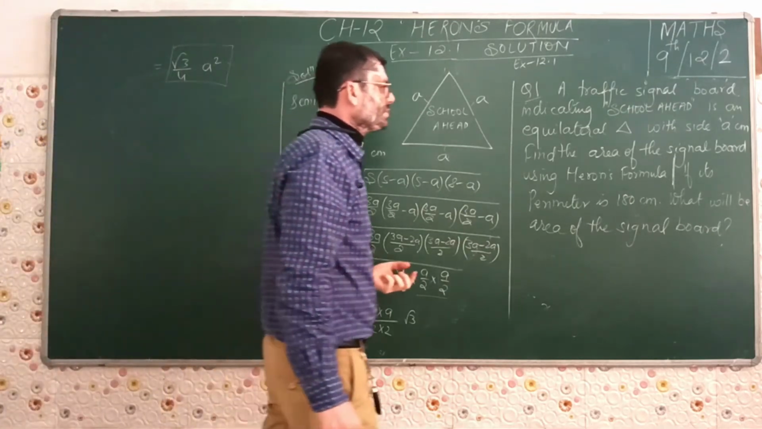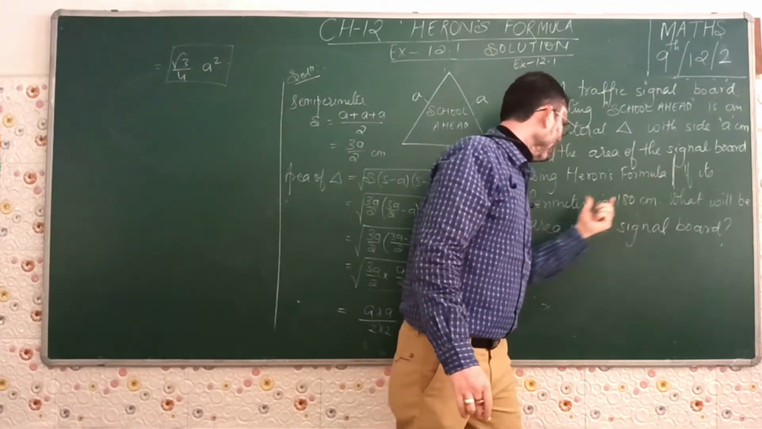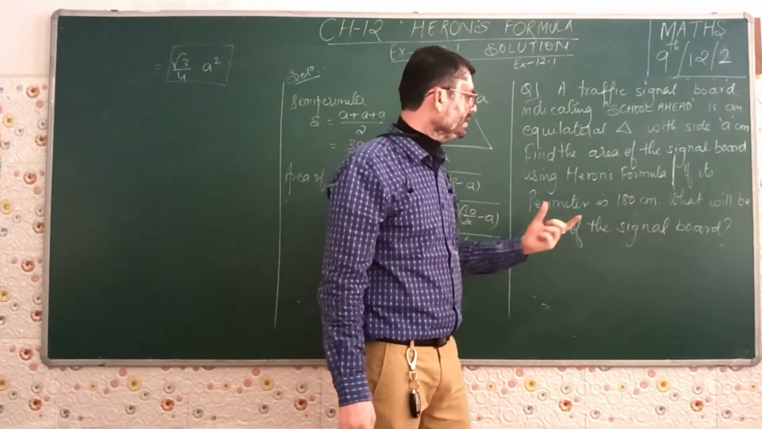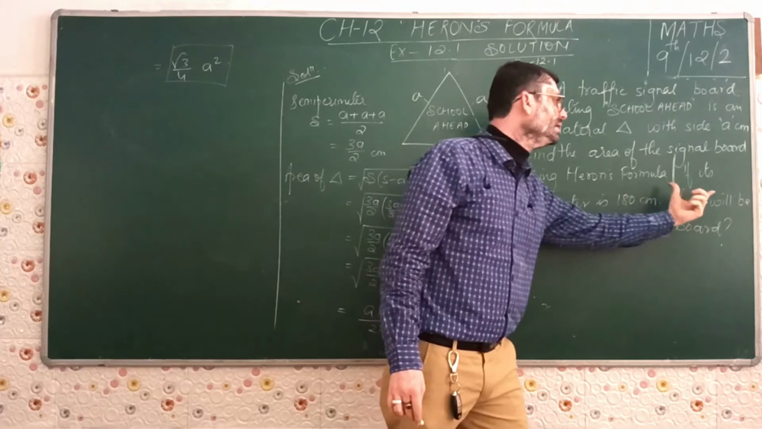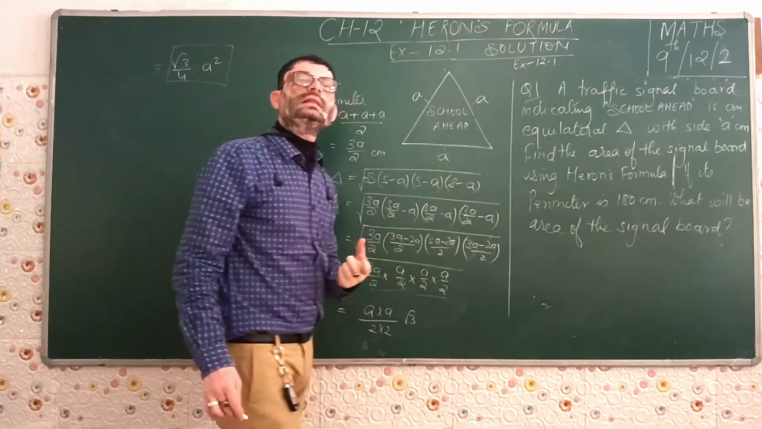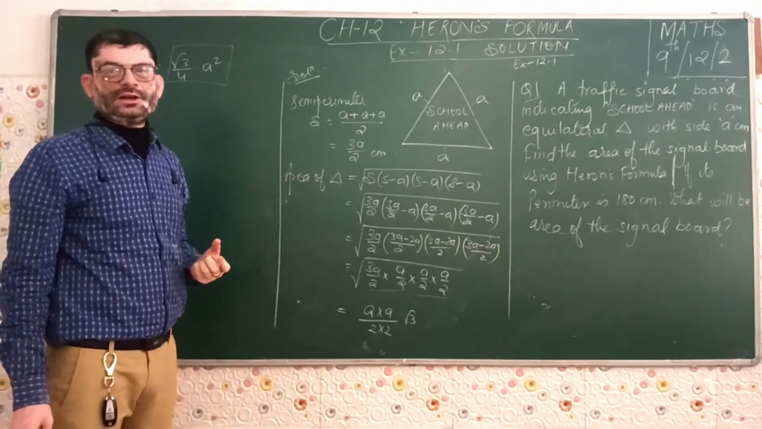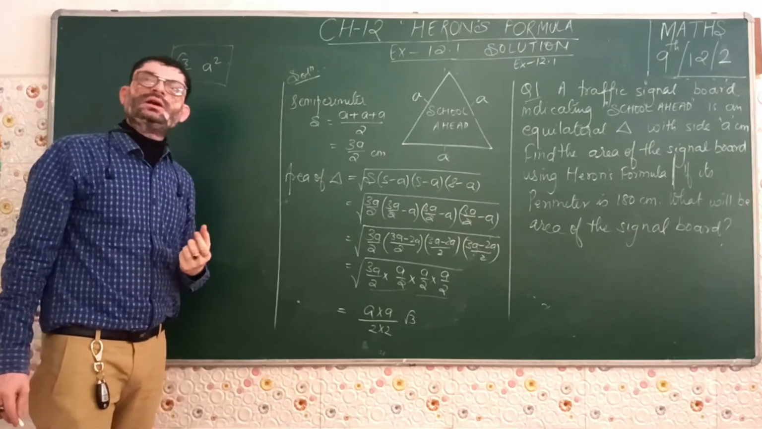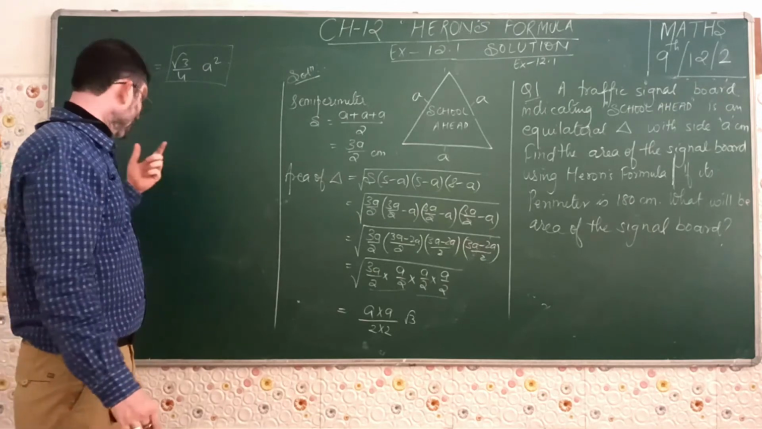Moving further into the question, if its perimeter is 180 centimeter, now the perimeter of the equilateral triangle is given to you as 180 centimeter, what will be the area of the signal board? Now we need to find the area of the signal board when the perimeter is given to you as 180 centimeter. So let us move on.